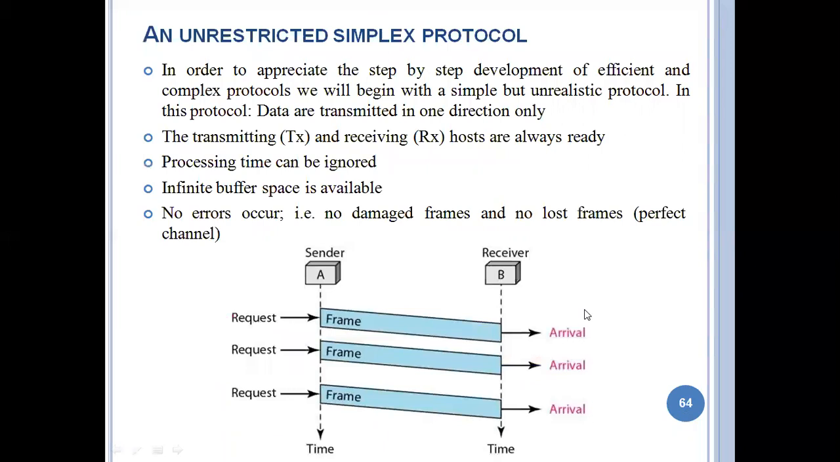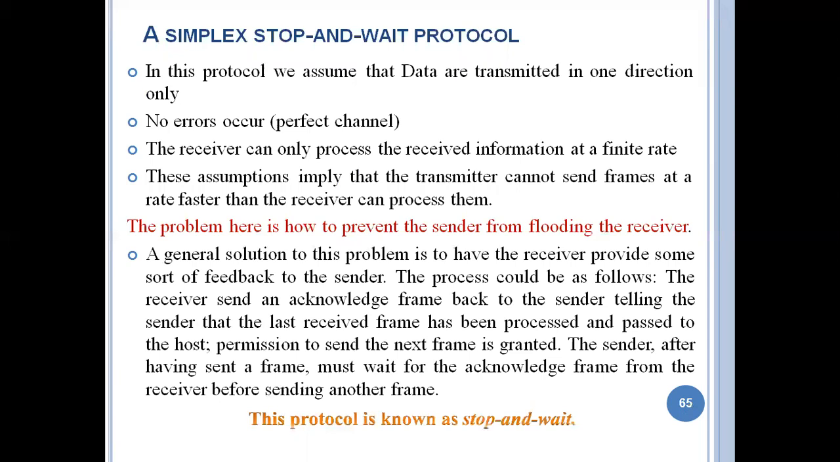The simplex protocol is used when the transmission is one dimensional, that is, unidirectional data transmission has to be done. For example, a sender wants to transmit data frames to the receiver, so it is one way transmission. Observe this diagram: the sender sends a frame and the receiver receives that frame. Only one way transmission is done in the simplex protocol. There we use the simplex protocol, and there are some drawbacks in it.